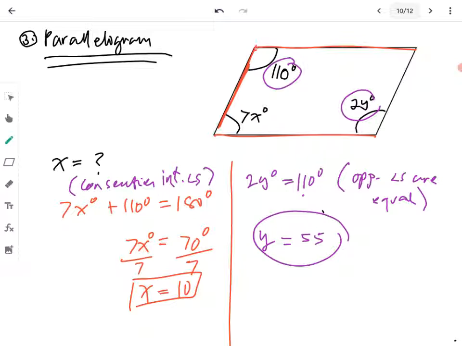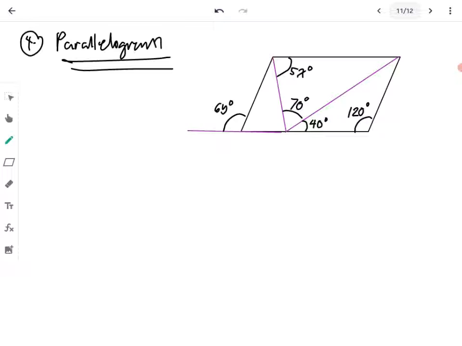Next, here becomes now a little bit complicated. So we're going to solve for x. I'll provide two solutions for x.